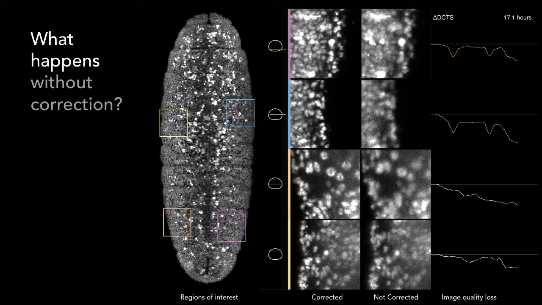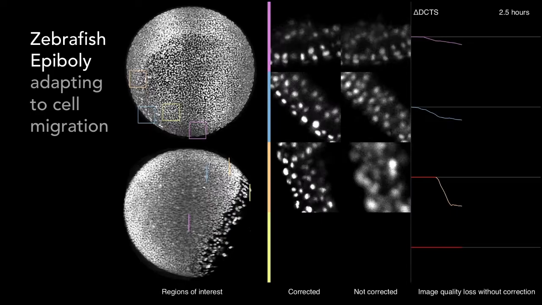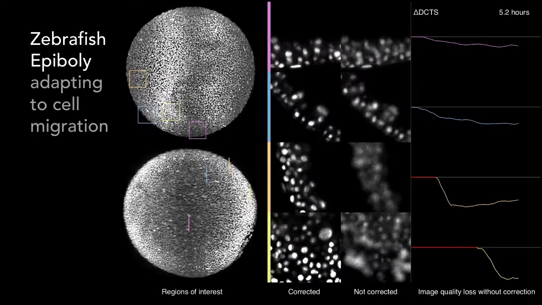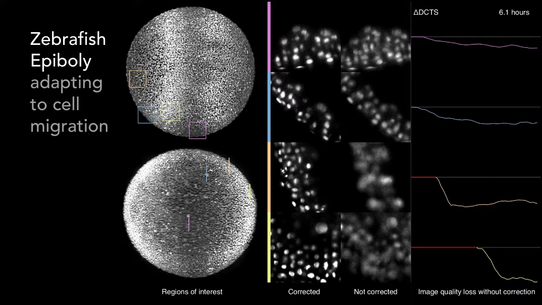And for another sample, which is here, a zebrafish embryo undergoing epiboly, where you see the cells nicely propagating, migrating throughout the embryo, you can also see here that there's a dramatic decrease in the image quality that clearly would be detrimental for any post-processing or analysis of this data.